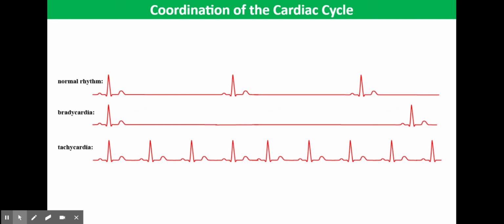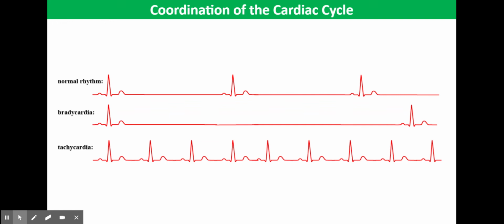Many people have bradycardia because they are fit. Training makes the heart beat more slowly and efficiently. Severe bradycardia can be serious and may need an artificial pacemaker to keep the heart beating steadily.